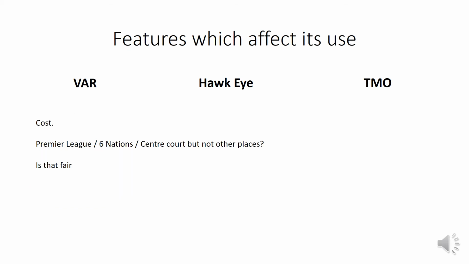Features which affect its use. So the cost, obviously, there's a massive cost implication with all of these. So the Premier League, Six Nations, Centre Court, obviously all do use it, but then lower down it doesn't get used. There's some tennis tournaments where you'll be playing one game on Centre Court where you've got Hawkeye, and then later on you've not got Hawkeye and you can't use the challenges. Is that fair? Is that right? Or should it be a level playing field? So yeah.